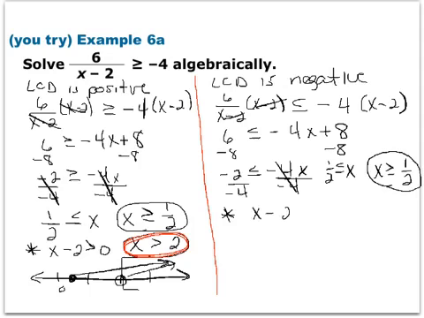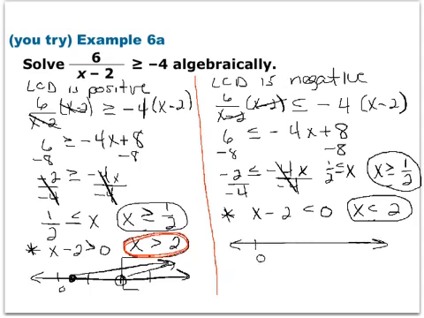X minus 2 is negative, so it's less than 0. So x is less than 2. Let's see where these overlap. 0, 1, 2, 1/2. And 2.